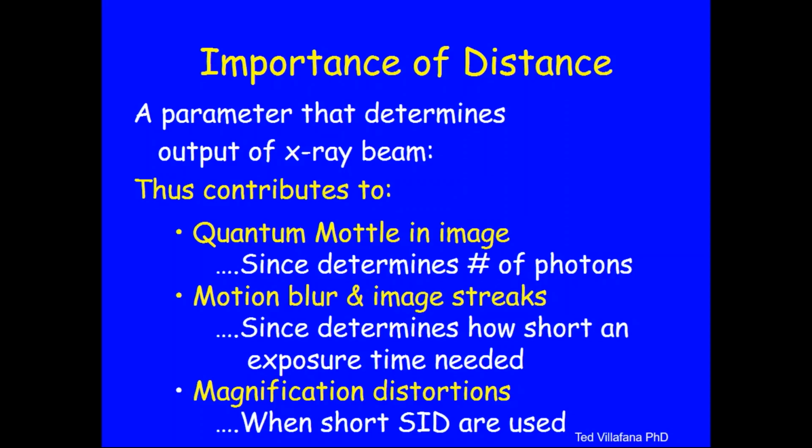So distance, which controls number of photons, also controls noise, it controls exposure time, and it controls magnification distortions. In other words, distance is important here. And you have to come to a compromise in terms of what is your optimal distance. You don't want to make it too close because dose goes up. You don't want to make it too far because then noise goes up and motion blur goes up when you extend the time.